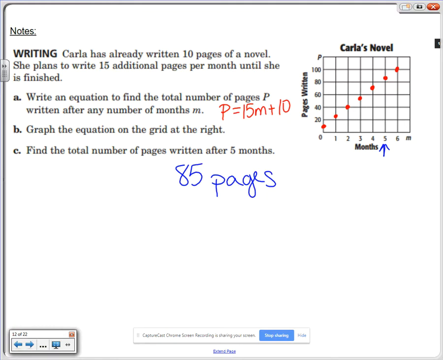How many months does it take me to write 40 pages? Just 2. Did everybody see this 40 pages over here? If I go over, that is 2 months. See how that works? How many pages can I write in 6 months? 100. How many months does it take me to write 70 pages? 70 would be right about here. 4 months. See how you can do some follow-up questions after you have the graph? The graph makes it very easy to answer those questions.